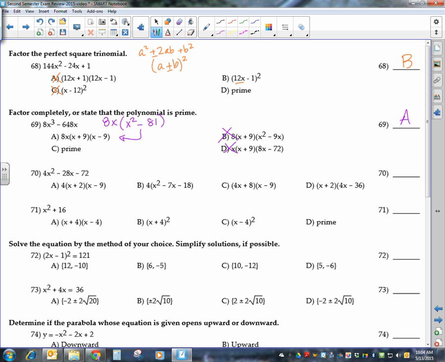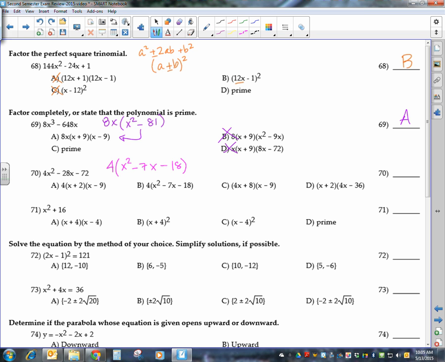All right, 70. Again, look at all your answers before you do something like this. These have 4 taken out. Does 4 go into each of these numbers? And it does. So if I take a 4 out, that gives me x squared minus 7x minus 18. Okay, which is right there.